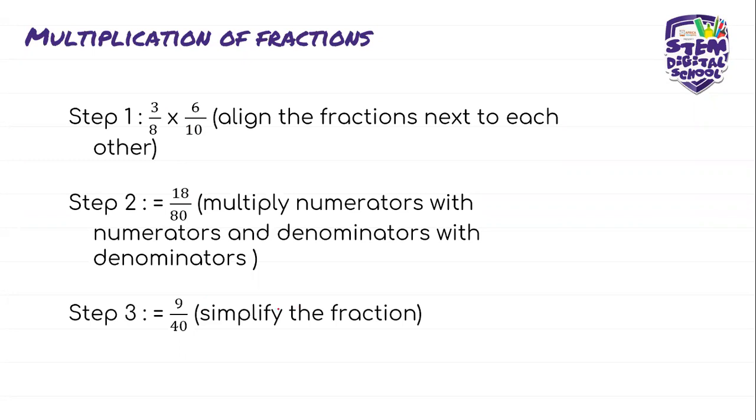So I ask myself, what can I divide these 2 by? This one I can divide by 2. This one I can divide by 2. So 18 divided by 2 is 9. 80 divided by 2 is 40. Then we're done. So please write this down quickly.